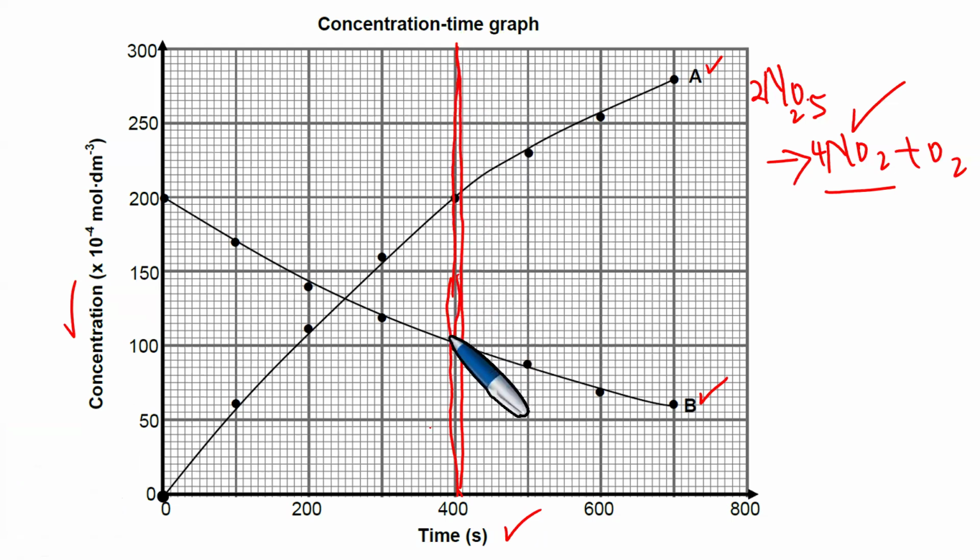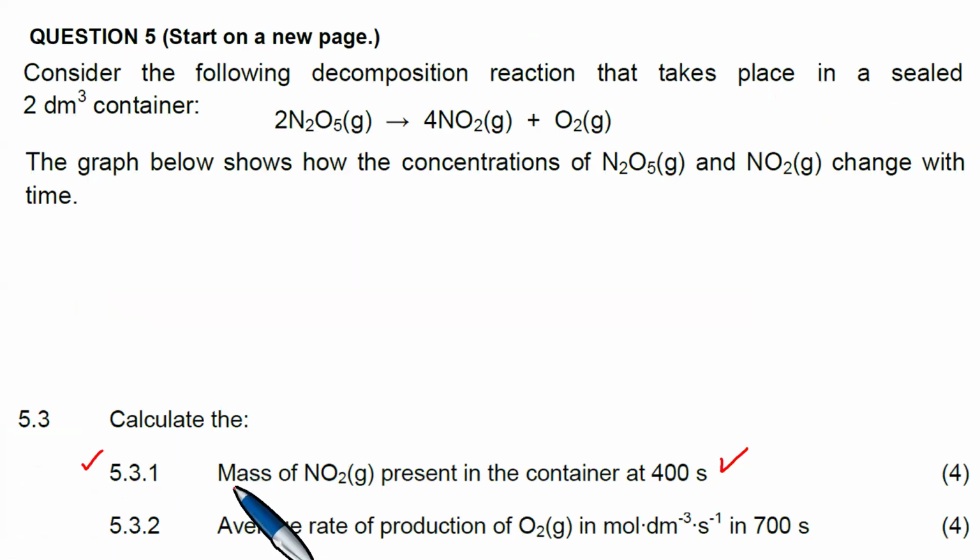And then we are asking the question. We want to calculate the mass of nitrogen dioxide gas present in the container at 400 seconds. Remember that nitrogen dioxide is one of the products, as much as oxygen is also one of the products, right? And so the question then is, what exactly is the mass here?